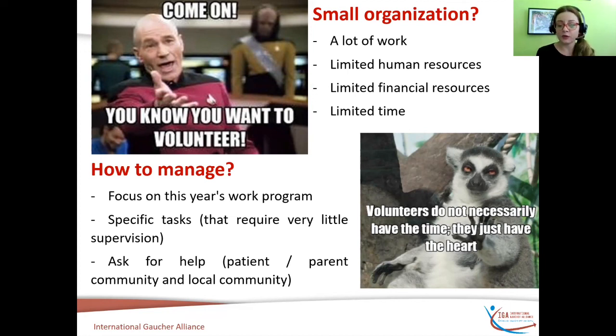Focus on this year's work program. What do you want to do this year? What are the tasks? What are the projects? Who can help you out? Who will be the best person to do this? Do you know people that can do it? If you don't know, advertise on social media. Go on the radio and talk about your organization and what kind of help you need.